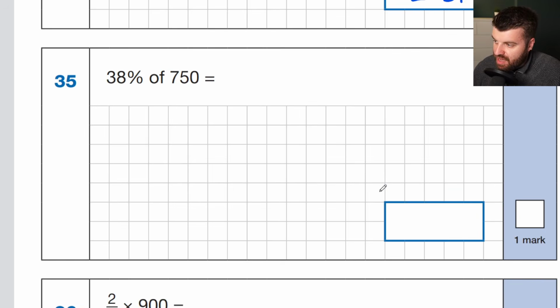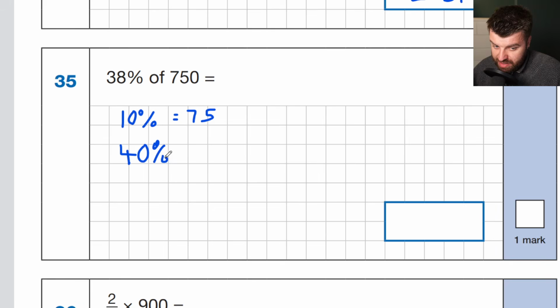Question 35. 38% of 750. There's not really a shortcut to this one. So let's work out 10%. To work out 10% of a number, we divide by 10. So this is 75. Now I want to work out, for my sake, 40%. Now, some of you might realize why I'm doing this. Why am I doing this? Well, I'll tell you in a second. Have a think. 40% is 4 lots of 75, which gets us to 300.